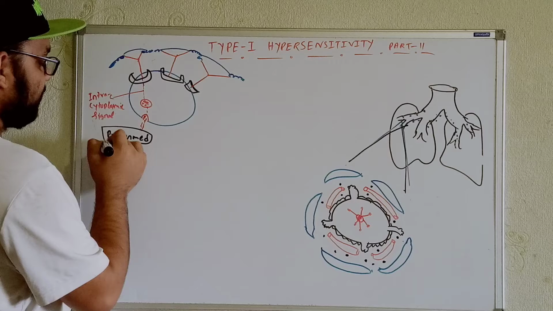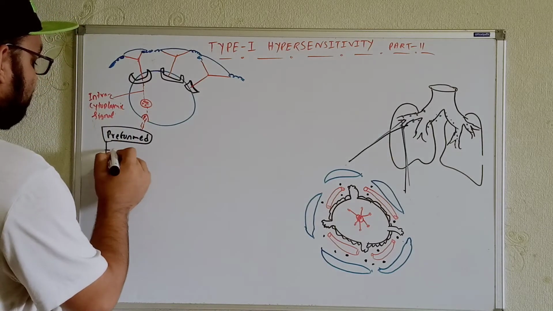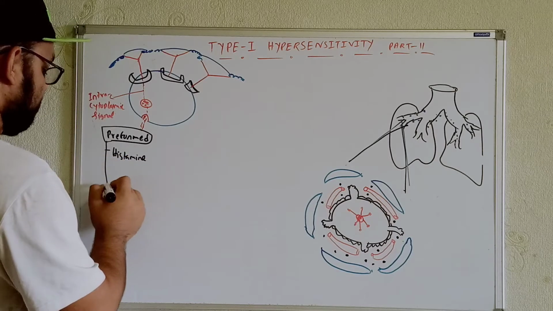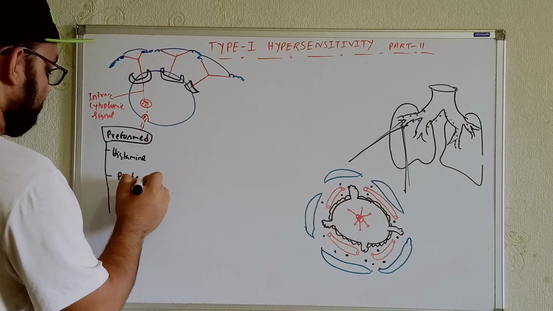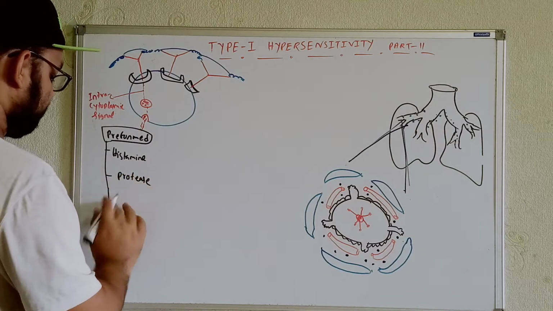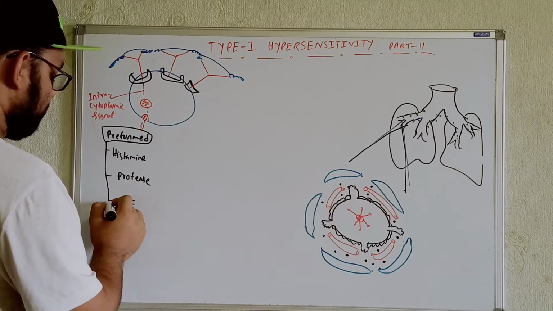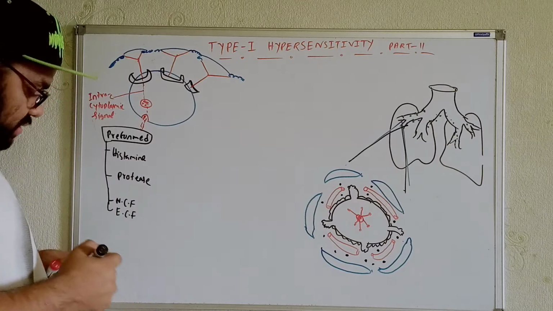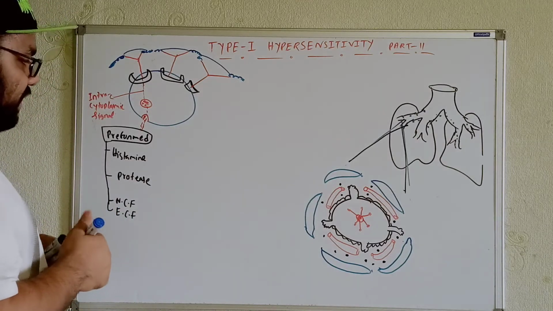Among the preformed chemical mediators, basically we will get histamine. Then we will get the protease, neutrophil chemotactic factor, and eosinophilic chemotactic factors. Now first let's talk about the histamine.